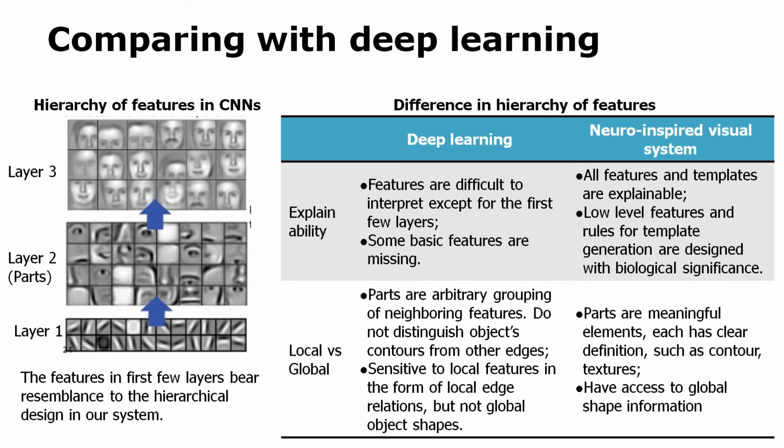A recent study shows that with disrupted global shape, the performance of humans was reduced to 28%, while the performance of neural networks is unaffected. Conversely, local contour change eliminates accurate neural network classification, but causes no difficulty for human observers. In our system, parts are meaningful entities. Each has a clear definition, such as their global contour and internal textures. They have access to global shape information.